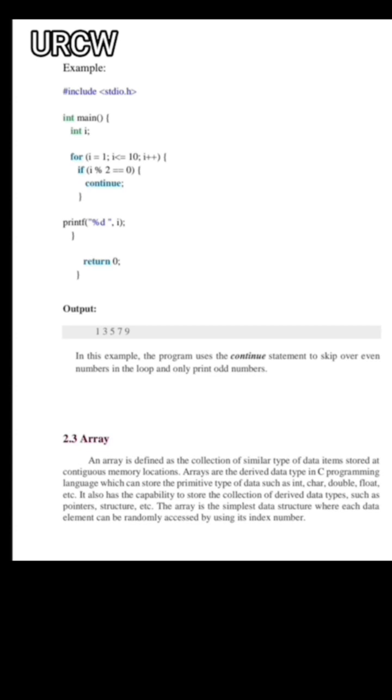Array. An array is a group of related data items that share a common name. There are 3 types of array: one-dimensional array, two-dimensional array, and multi-dimensional array. It reduces the size of the program. It is used for memory allocation, and it is index based. Index starts from 0.